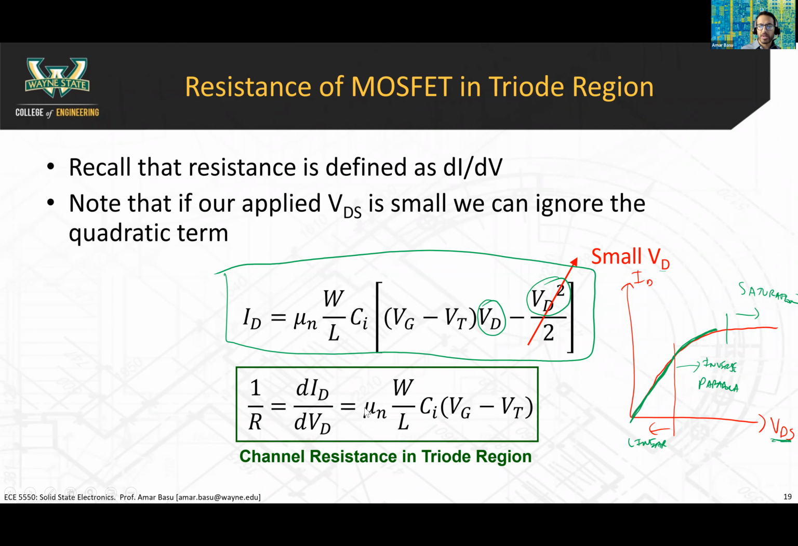So 1 over R equals mu n W over L Ci Vg minus Vt. W is the width, L is the length of the channel. Ci is something called the unit capacitance, which you'll see when we do an example problem. Vg minus Vt is the gate voltage minus the threshold voltage. So from a circuit designer standpoint, you can say this equation will help me find the resistance of the channel here.